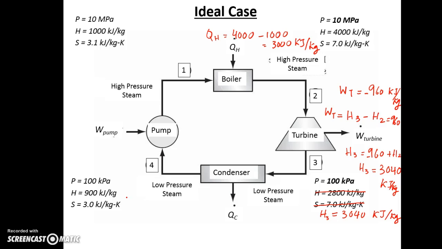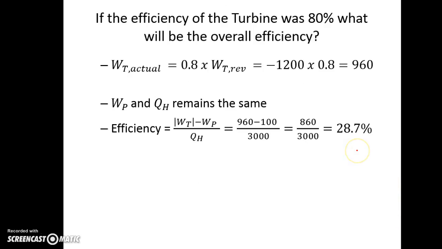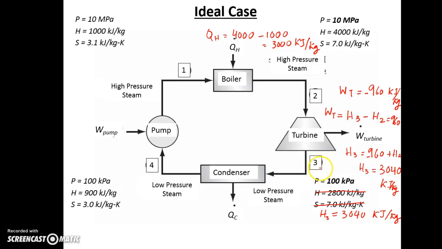Okay, so now I'm going to go back to my efficiency calculation. Write down work turbine is actually 960. Work pump is same as before, 100. And heat energy supplied by system is again 3,000. So this is 860 over 3,000, which is 28.7%.